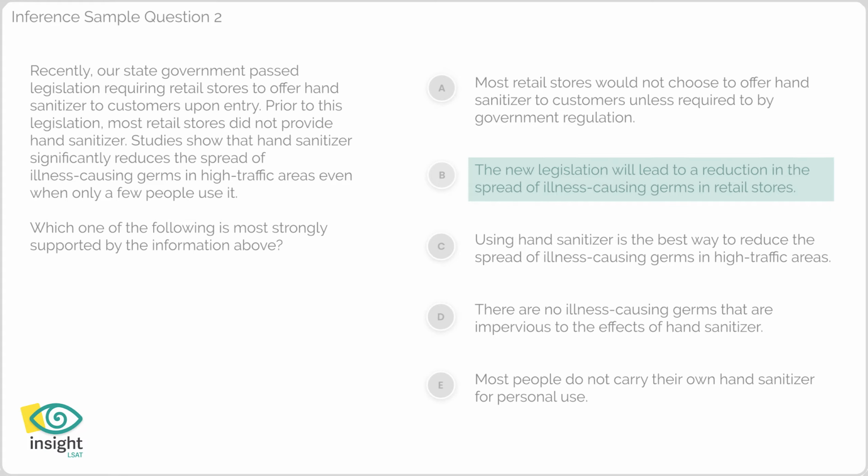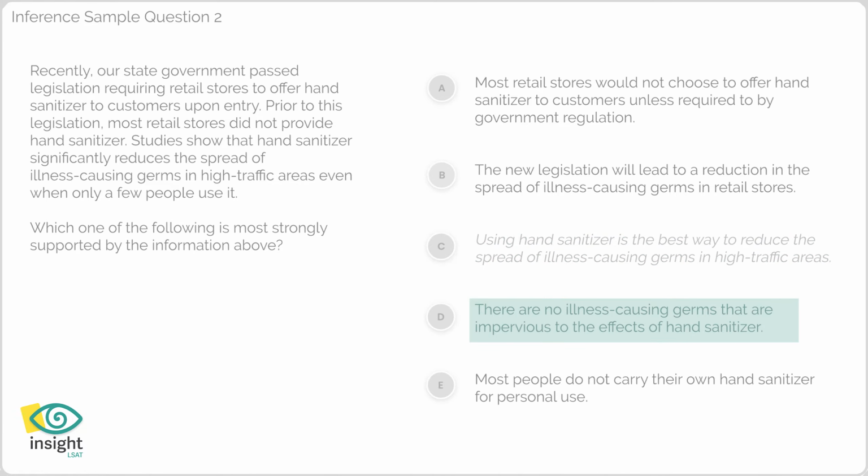Because there will be hand sanitizer in the stores, I guess? Maybe that study can come in here. I'm not sure yet, but let's definitely leave this one in. C. Using hand sanitizer is the best way to reduce the spread of illness-causing germs in high-traffic areas. The best way, huh? That's a very strong claim and a comparative one. I don't think we have support for it in the passage. I think we're going to have to knock this one out.